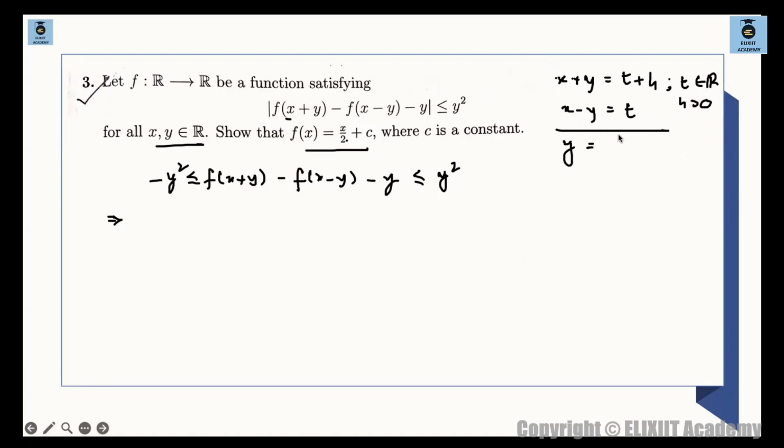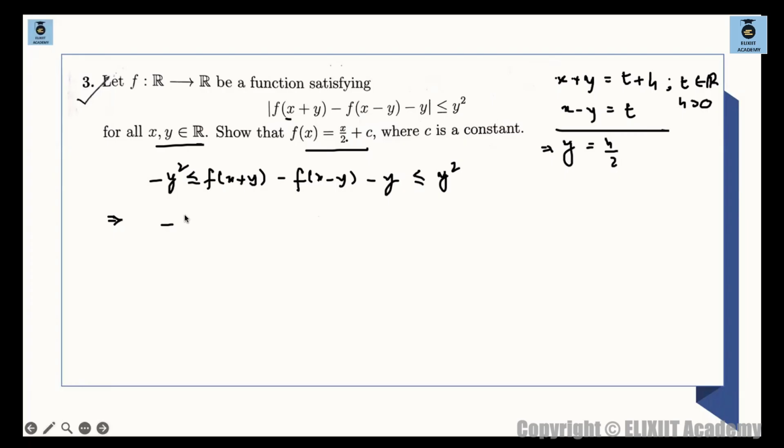We can do these kinds of replacements in functional equations or inequations, because this is true for all x, y belongs to R. So y will be how much? y will be h by 2 from here. You simplify from here, simply add and subtract these two, you will be getting y to be h by 2, right? So we have everything in terms of one variable, where h is a positive quantity and t belongs to R.